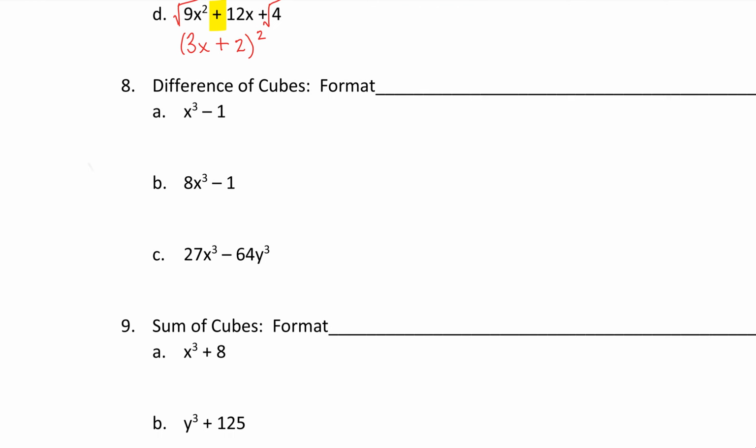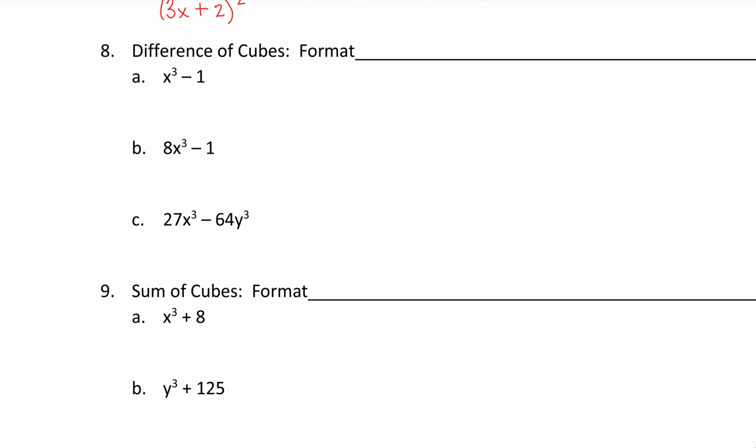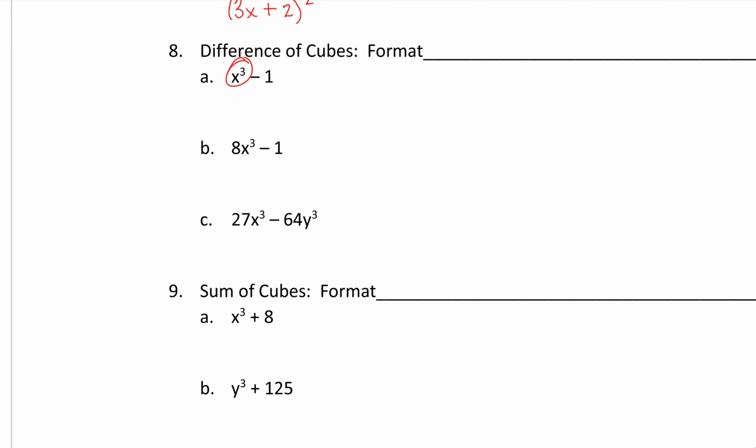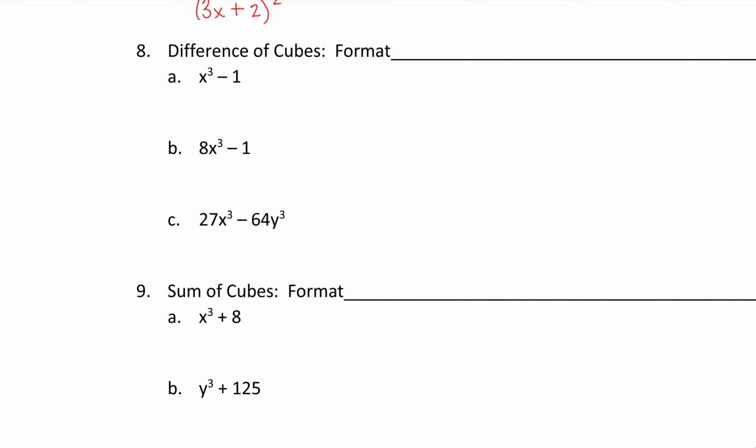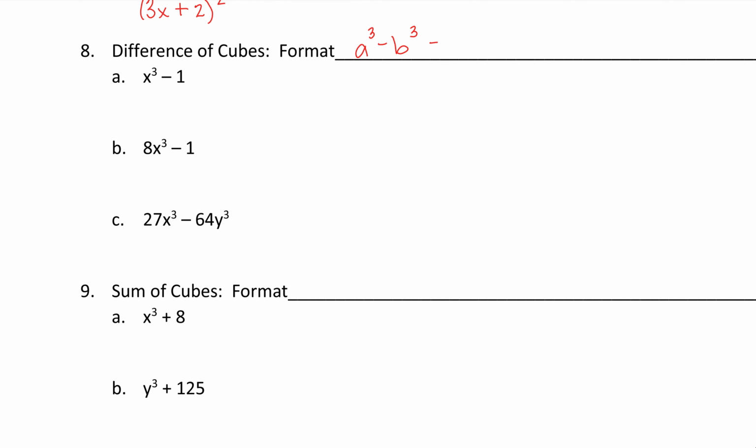All right. Now we're going to move on to a difference of cubes. The first thing I notice is that it's a binomial, and it will tend to start with a cube. Because it's a binomial that is subtraction and it's a cube, it's a difference of cubes. So I have a cubed minus b cubed. And I know that when I take the cube root, that will be a minus b.